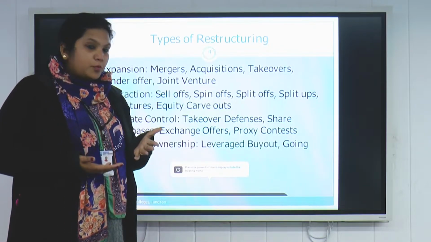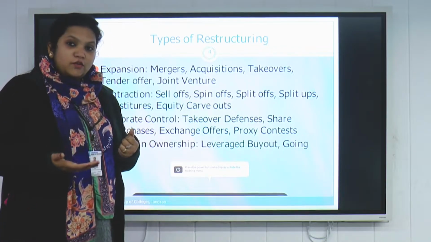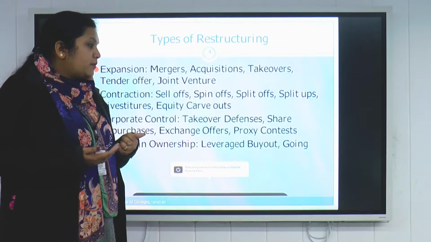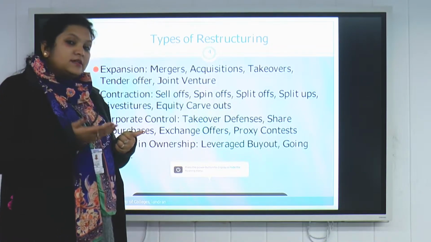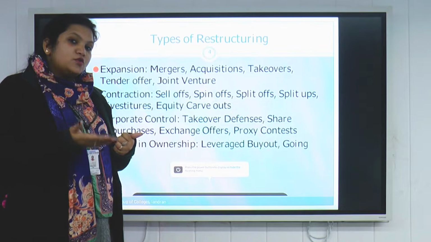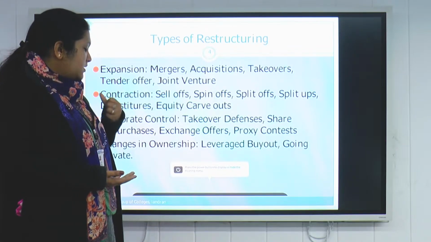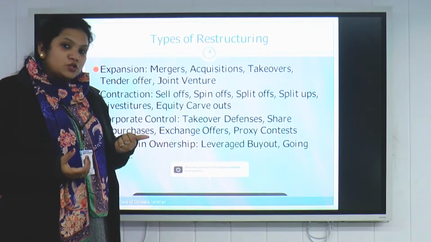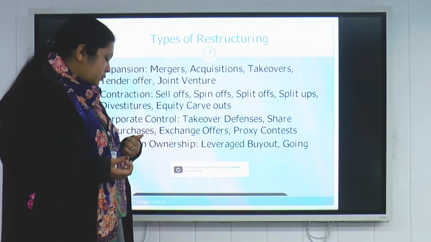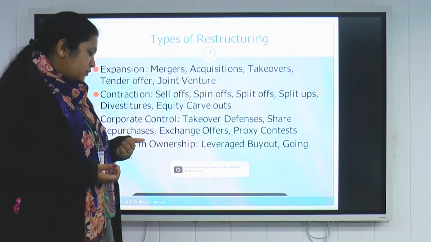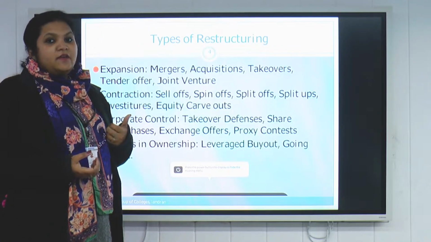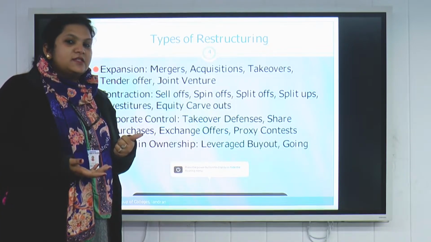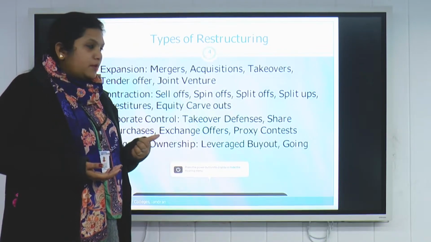The third reason is corporate control. When we talk about corporate control, it is takeover defenses, share purchases, exchange offers, or proxy contests. The fourth reason is that you want changes in ownership. Ownership changes are either a leveraged buyout or going private. Every day nowadays we hear about companies getting privatized. So that is going private.